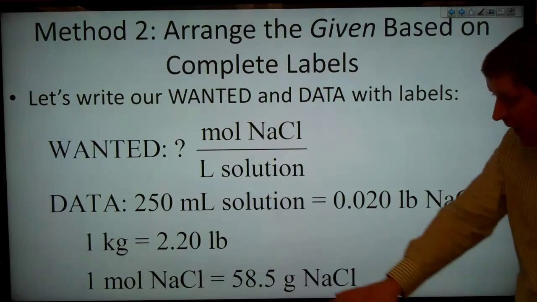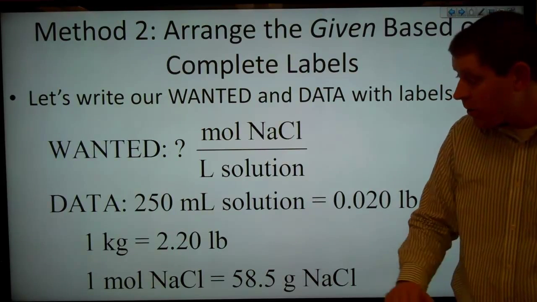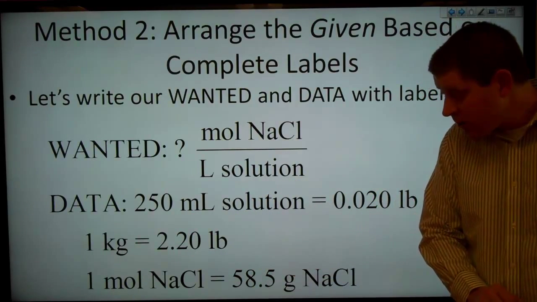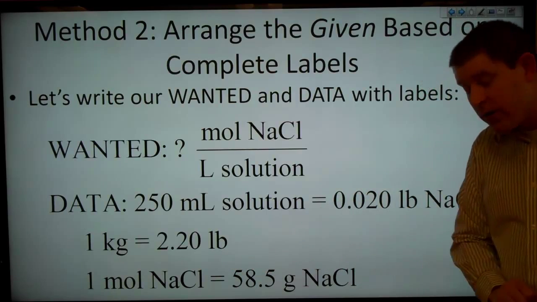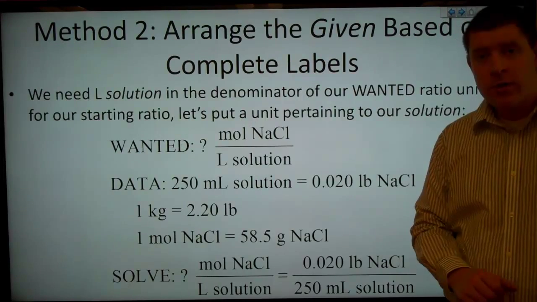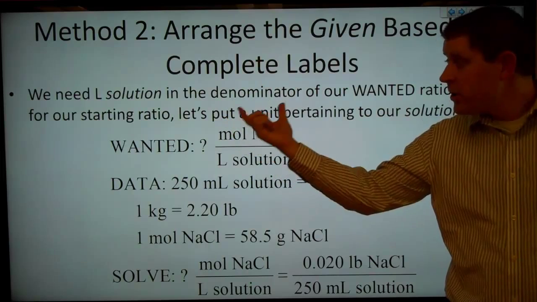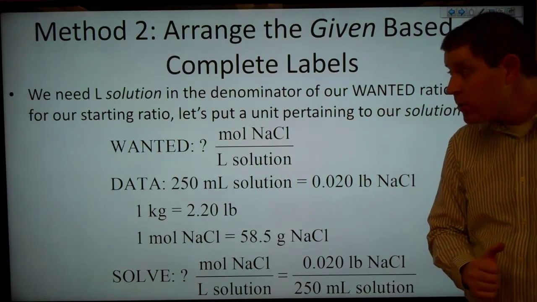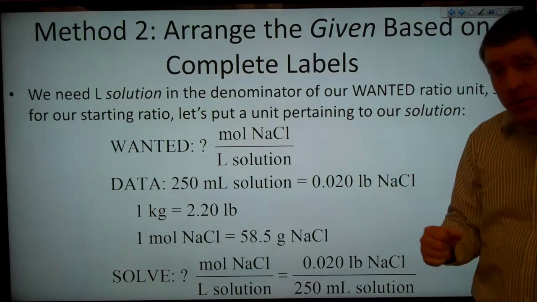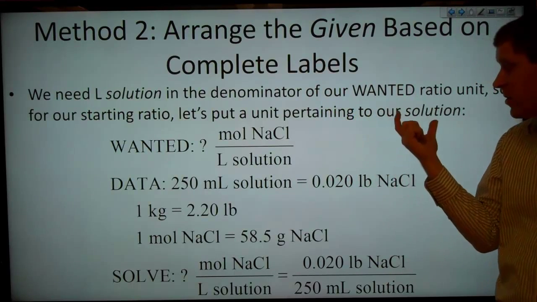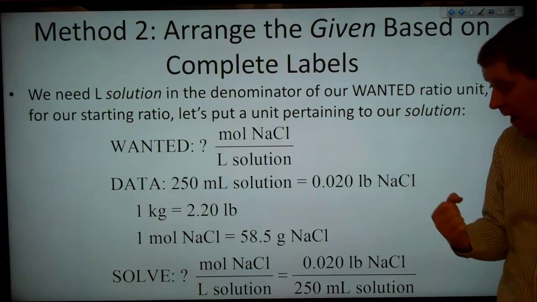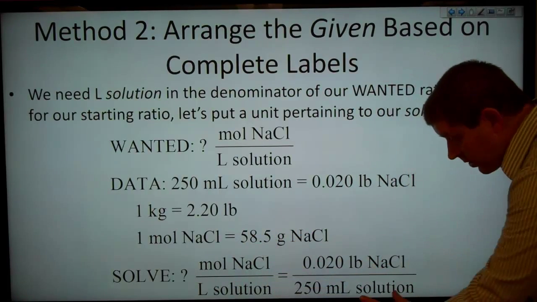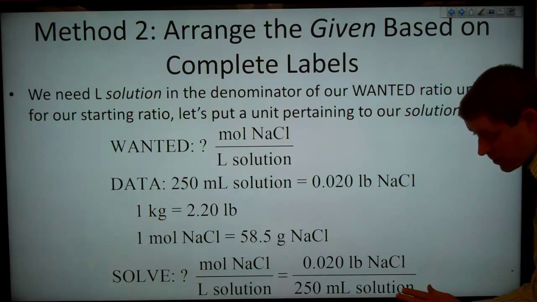We also then have down here our other two conversions that we were told. We were told that 1 kilogram is equal to 2.20 pounds, and we were told the molar mass of sodium chloride. So we need liters of solution in the denominator of our wanted unit. Here, we want liters of solution. And thus, for our starting ratio, let's put a unit that pertains to our solution in the denominator. So down here in the solve section, we want liters of solution, so let's start with 250 milliliters of solution.